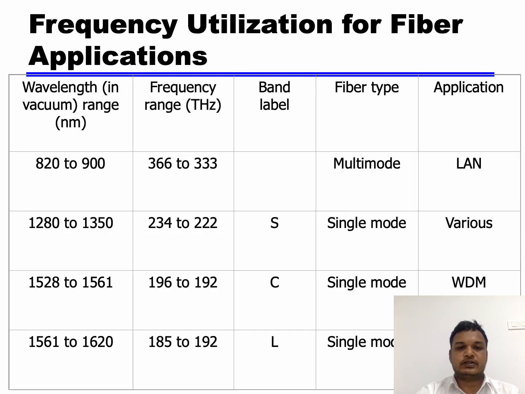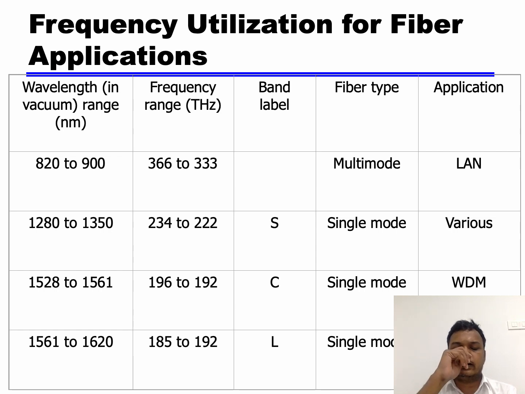And the frequency utilization for fiber optics: the wavelength is 820 to 900, the frequency range is 366 to 333, and there is no band label. The fiber type is multimode. It is used for local applications, local area network applications. When the wavelength increases to 1280 to 1350, the frequency range is 234 to 222. The band label is S. It is single mode, and it supports various applications.